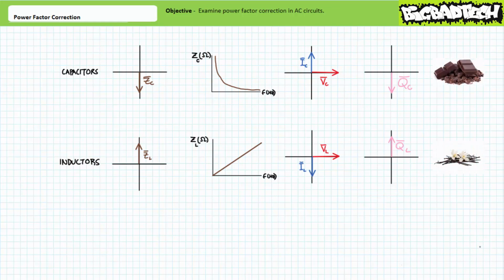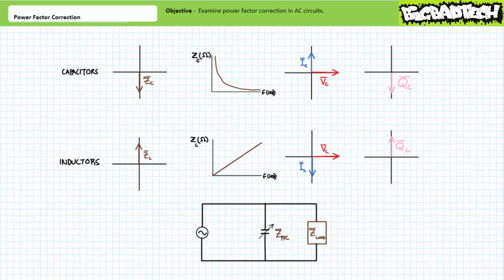I've even heard capacitors taste like chocolate and inductors taste like vanilla. They are total opposites of each other in almost every sense. Bonus points if you manage to trick your lazy lab partner into eating a capacitor or inductor.